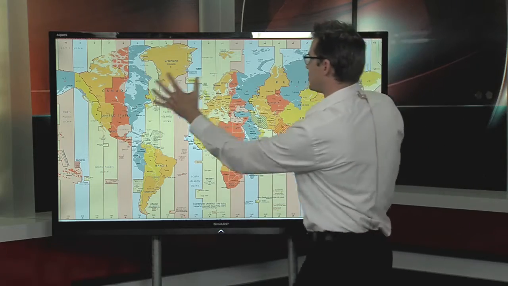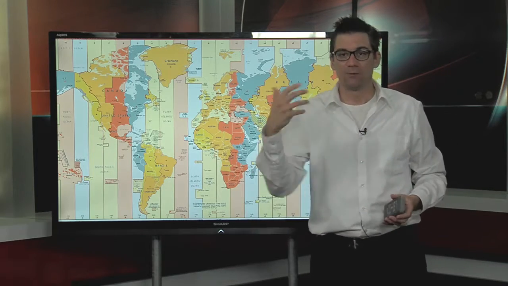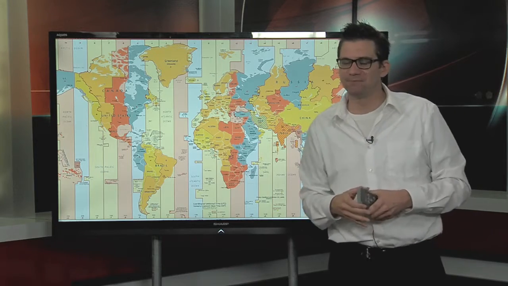So if you were to take this map and wrap it around a globe, it would cover 360 degrees. Well, the Earth rotates 360 degrees in the course of one day. So we have to do some simple math here. So 360 degrees divided by 24 is 15 degrees. So that means the Earth moves 15 degrees per hour.